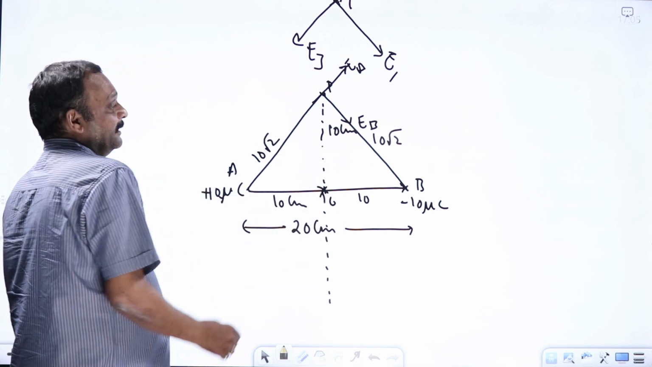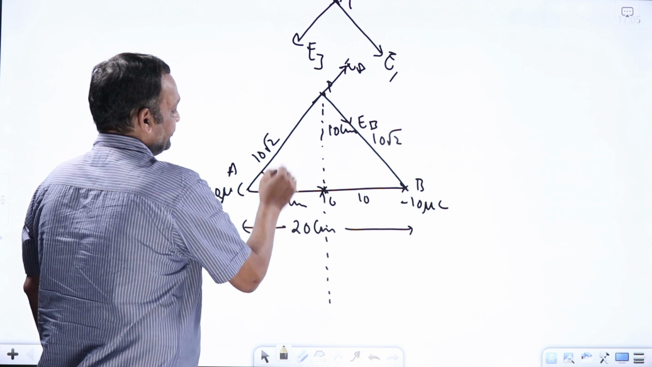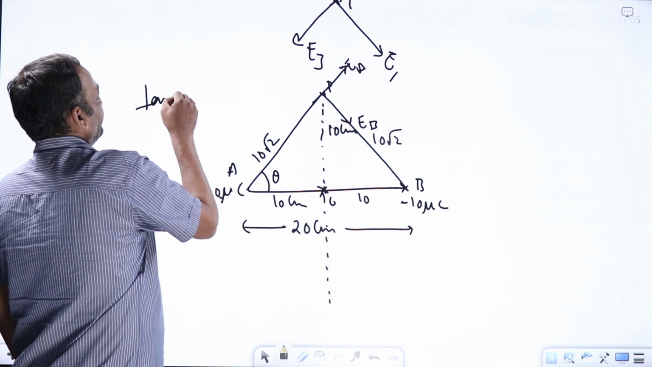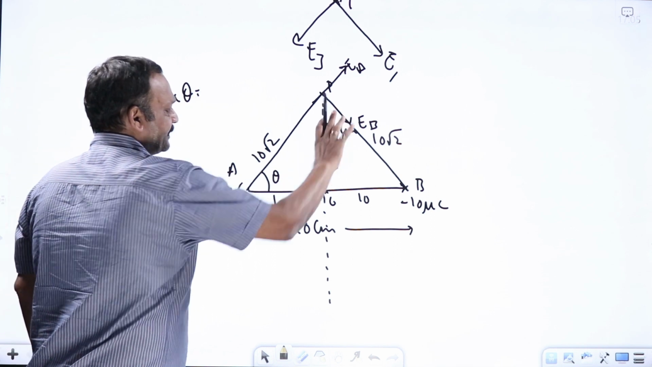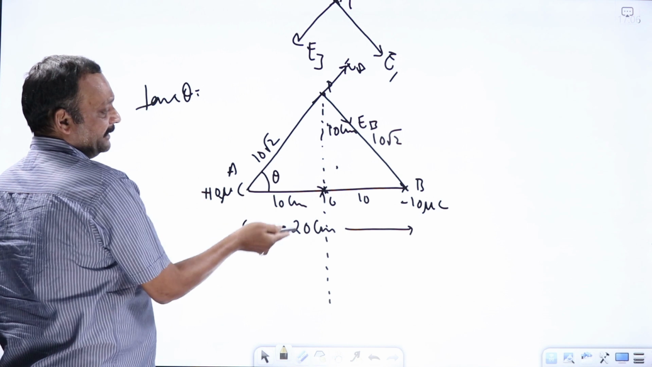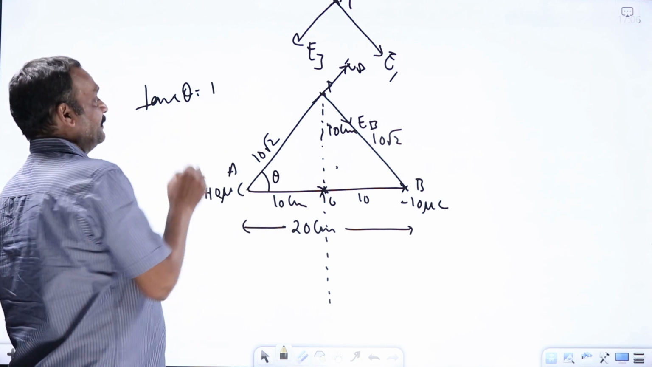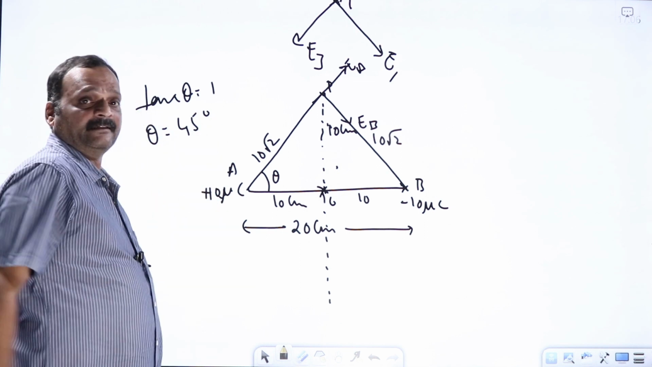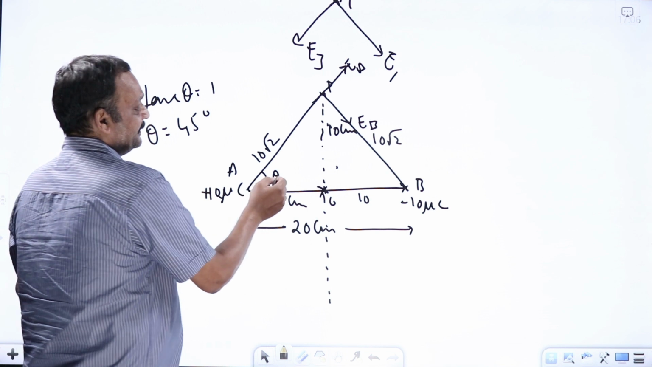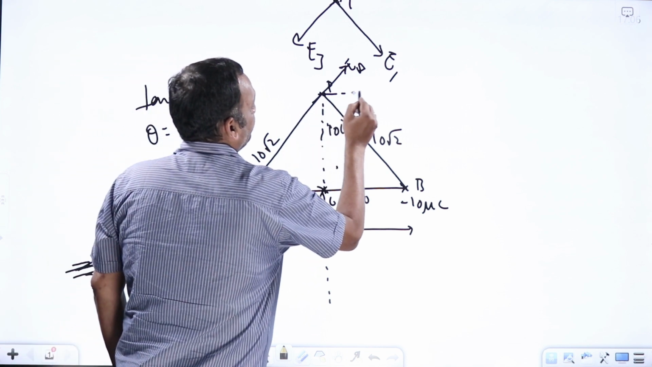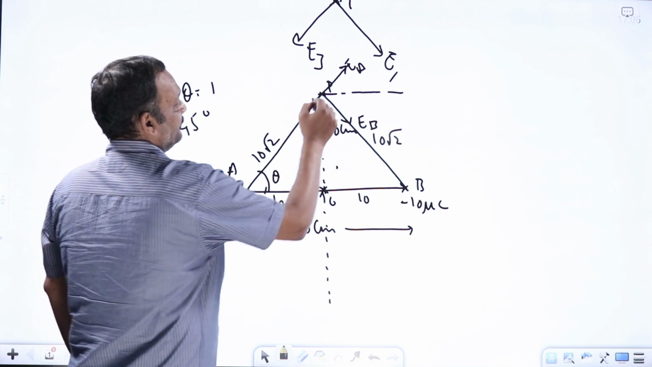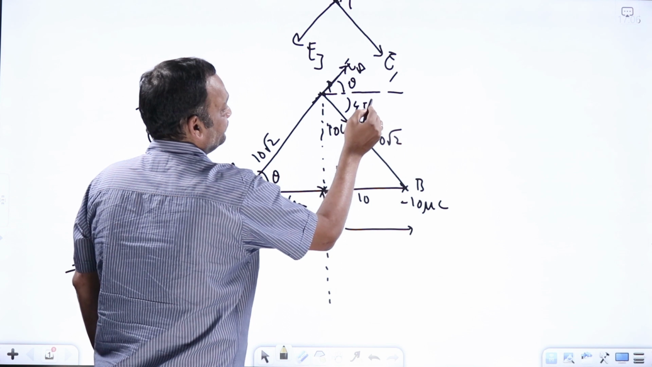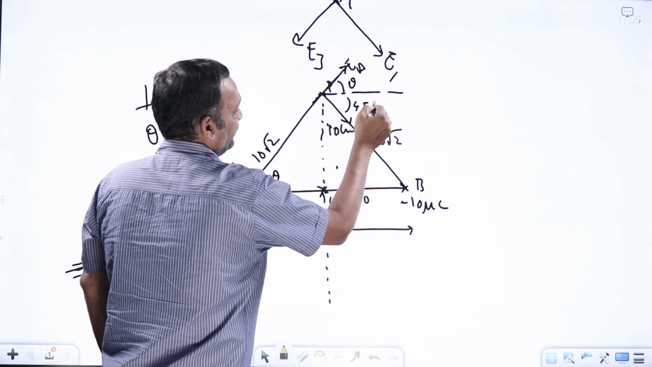Now what is this angle theta? tan theta equals opposite side by adjacent side, that is 10 by 10, which is 1. Tan theta equals 1. Theta equals tan inverse of 1, which is 45 degrees. So this theta is 45 degrees. This angle is 45, this angle also will be 45, and this angle also will be 45 degrees. Both are theta, only 45 degrees.